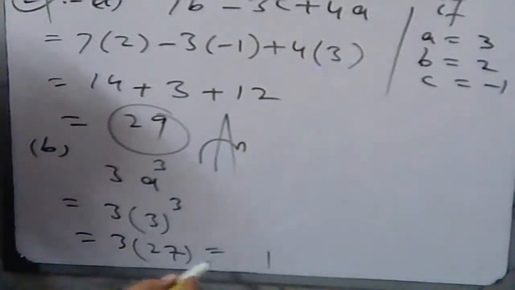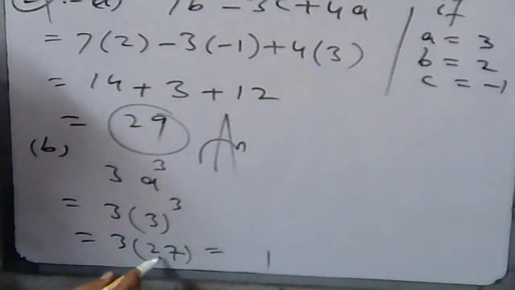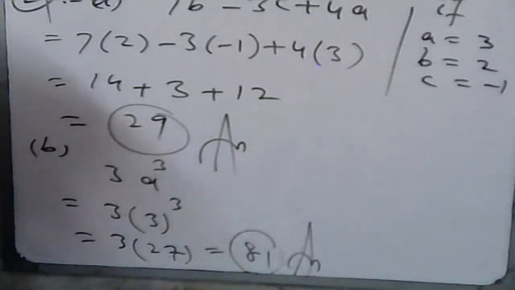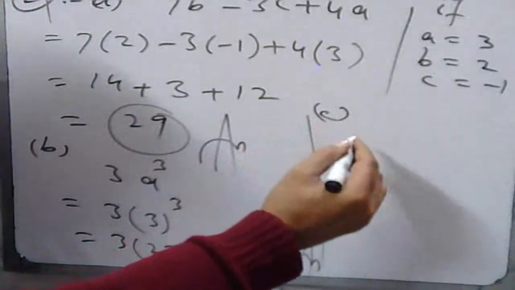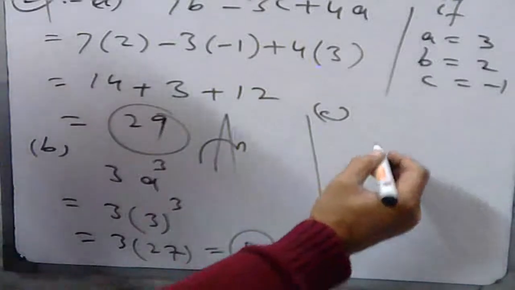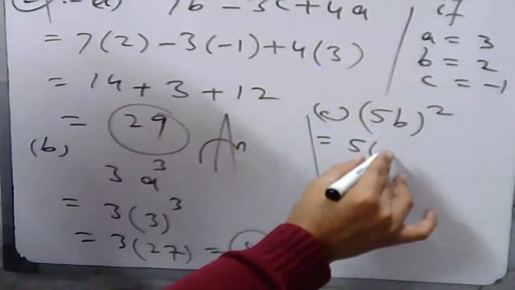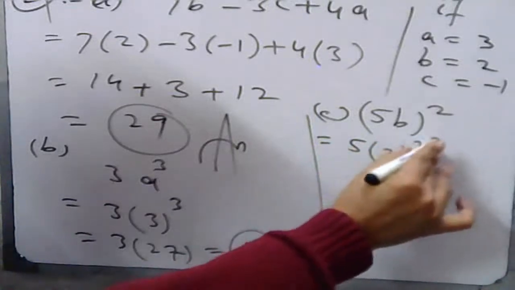Similarly, in C part, you can see 5b whole square. What is the value of b? b is 2, and the whole is squared, so 5 2s are 10, squared, so 10 10s are 100. So that is your required result.